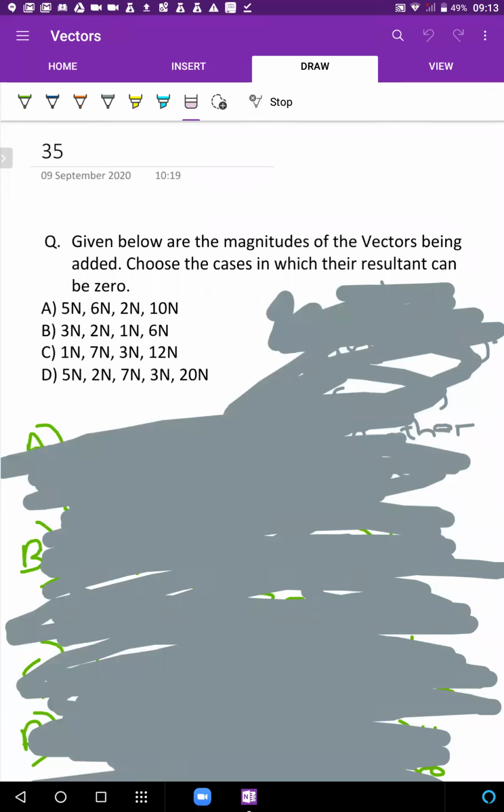Are negative values also included in null vector questions? I didn't understand that. The magnitude of a vector will never be negative. Just as the side of a polygon can never have negative length, a vector's magnitude will never be negative. So you'll only have positive magnitudes. And in this, no one's going to talk about direction. They're going to just ask you whether the resultant being zero is possible or not.